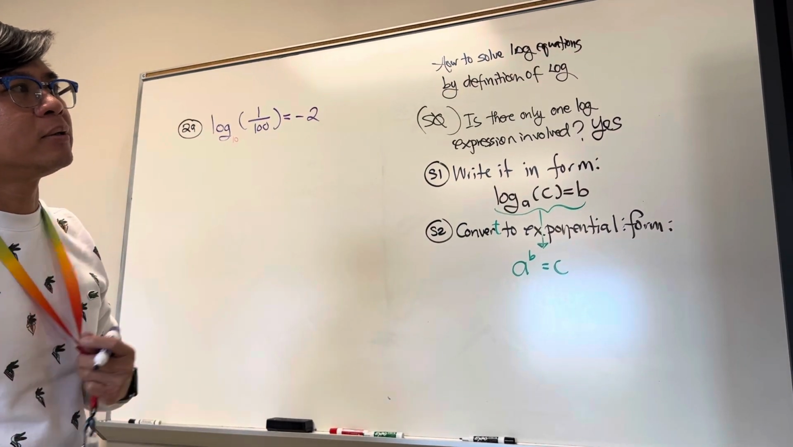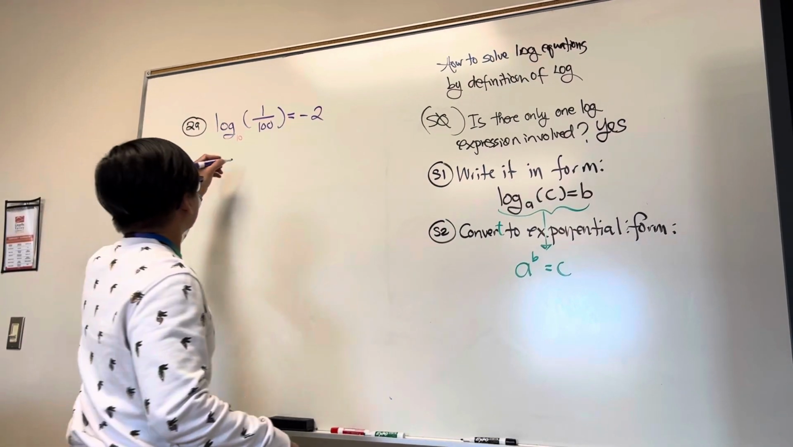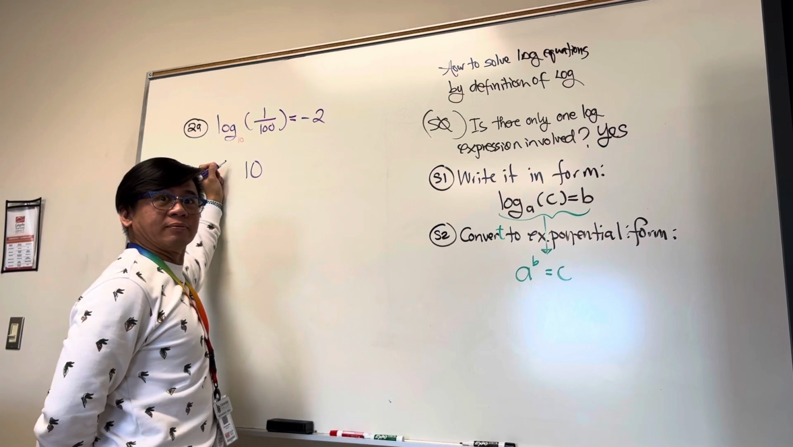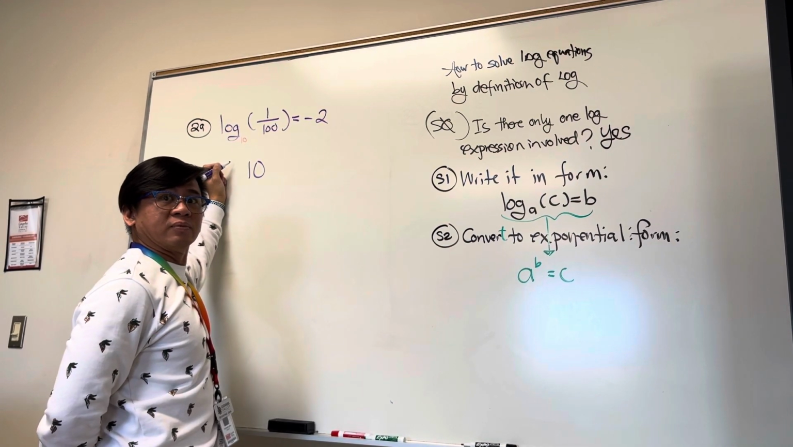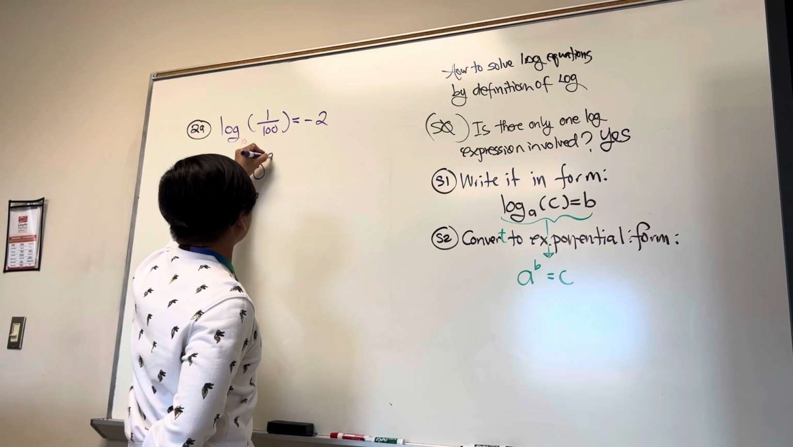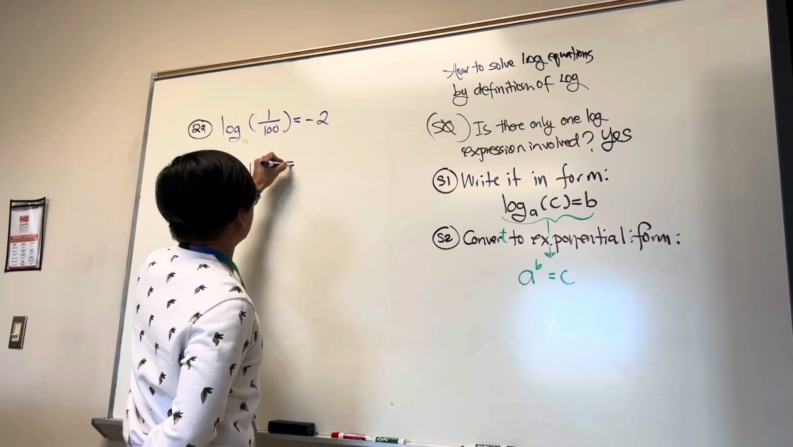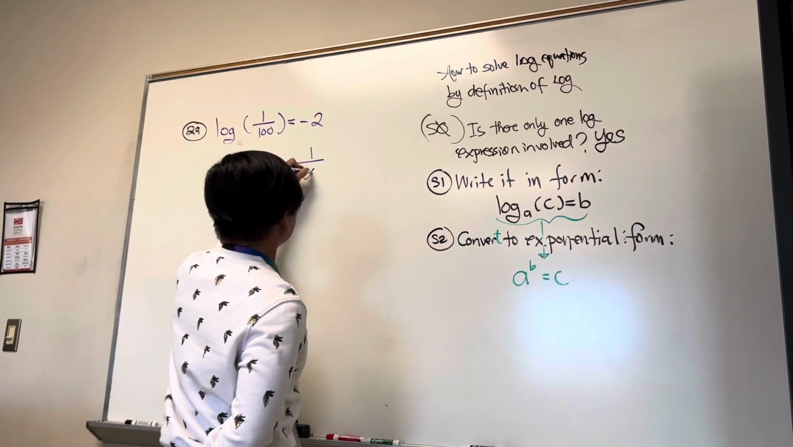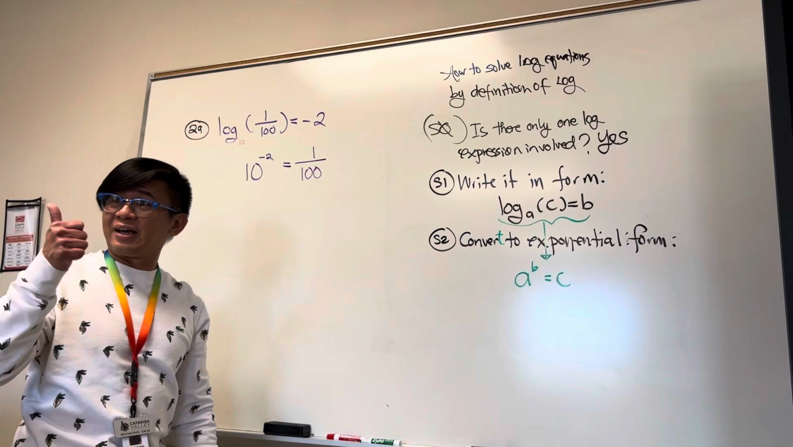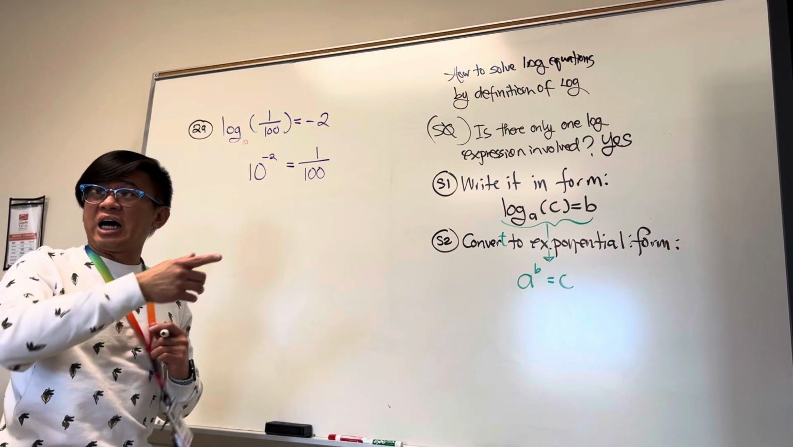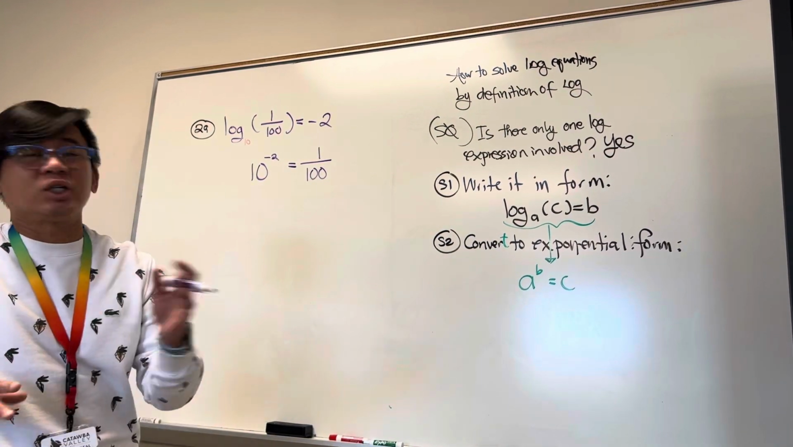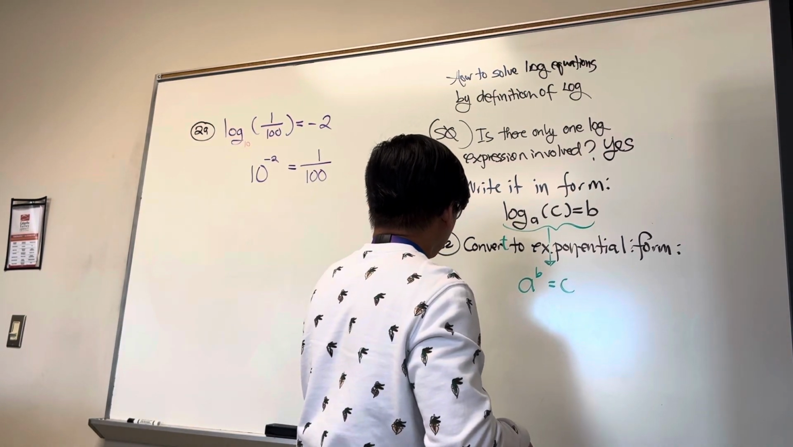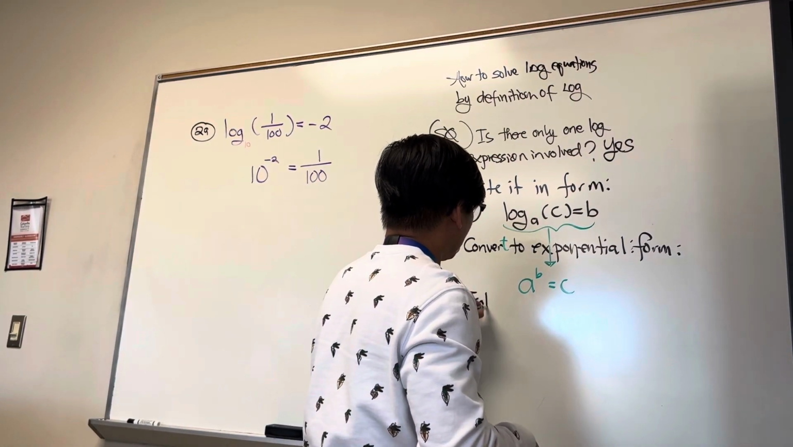Huh? 10. What is the exponent? Negative 2. Okay. Is equal to 1 over 100, right? Get it, guys? So again, in here, it's not an equation. Well, it's an equation, but there's no x anyways, right? Typically in here, on step number 3, you're gonna what? Isolate or solve for x.